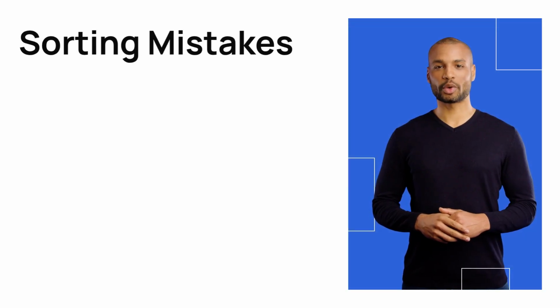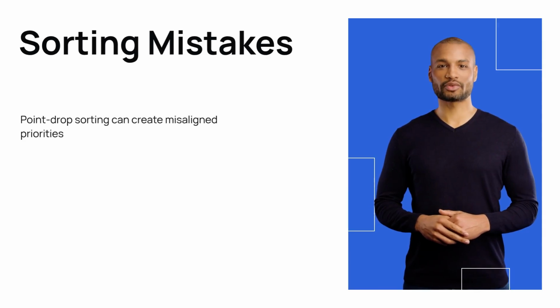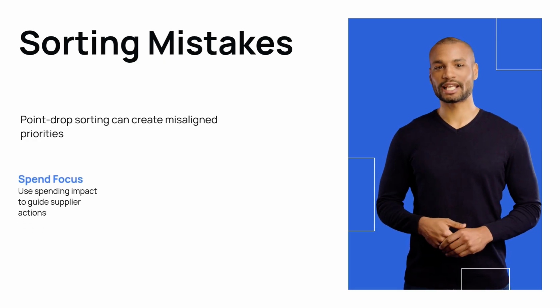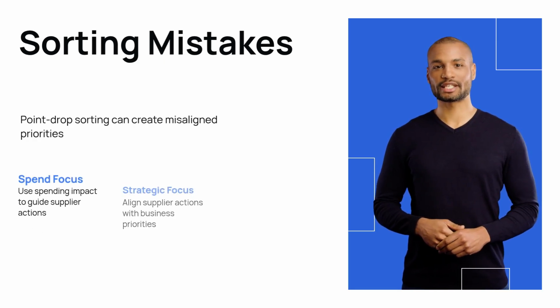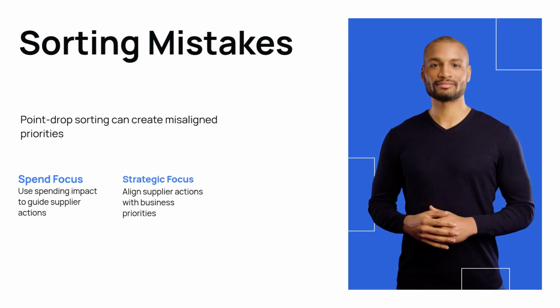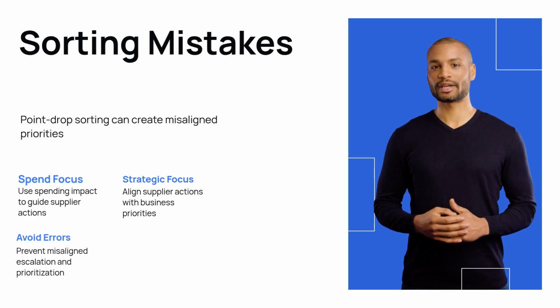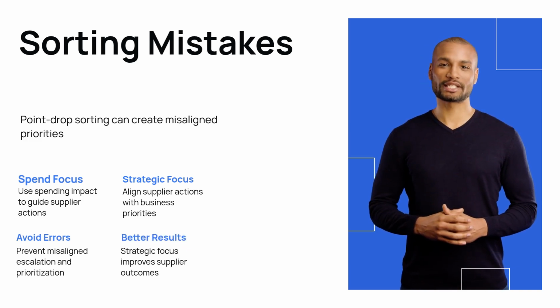Sorting suppliers by point drop alone is a common mistake. It can create misaligned priorities and reactive decisions. Spending impact should guide supplier actions and escalation. Aligning spend with decisions improves strategic focus. This approach helps avoid prioritization errors. Better supplier management leads to stronger business results.